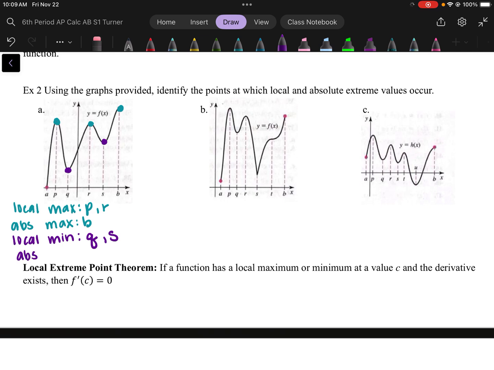This does make my absolute minima point A, as that point is included, and within the graph that is the lowest Y value possible.